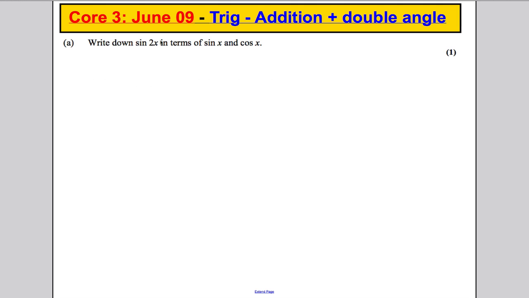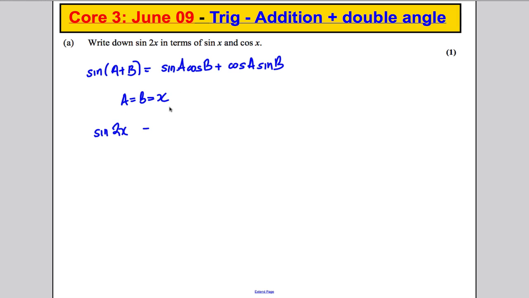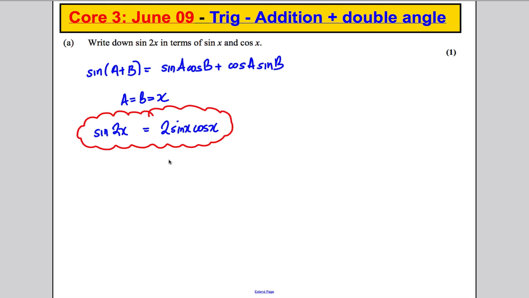Okay, part A. You should really know these offhand. However, in the formula booklet you are told that sine of A plus B is equal to sine A cos B plus cos A sine B. In particular, if you let A equal B equal x, you would get that sine of x plus x, which is sine of 2x, would be sine x cos x plus cos x sine x, which is actually 2 sine x cos x. So you get that from the formula booklet, but to be honest with you, this is the type of formula that really you should probably have in your head.